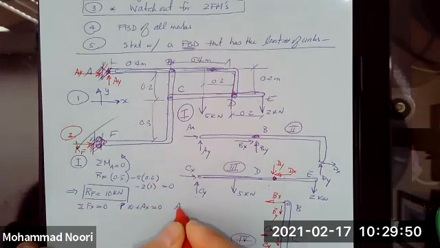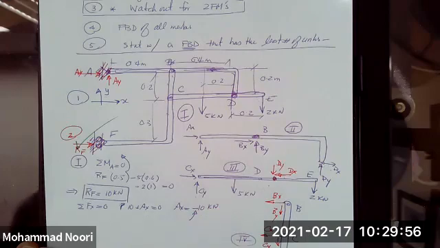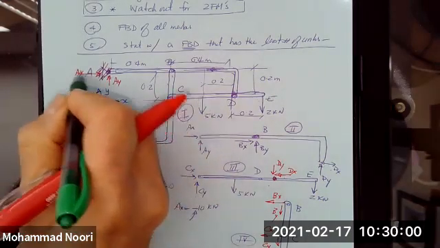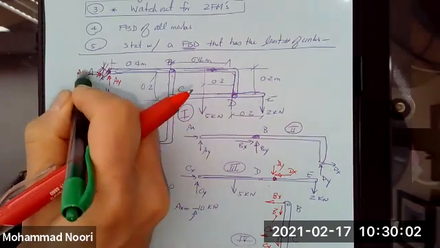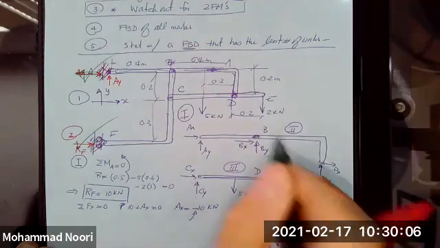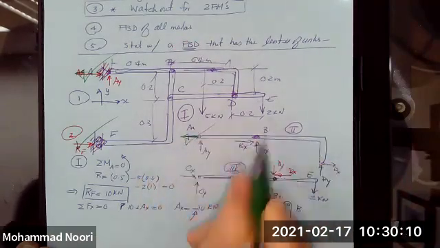So AX comes out to be negative 10 kilonewton. What does that mean? The assumed direction for AX was wrong. So I would immediately correct that here and correct it wherever else it appears. Here. All right.